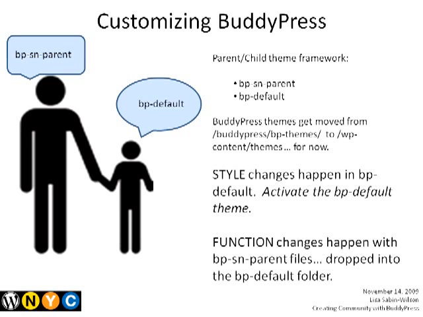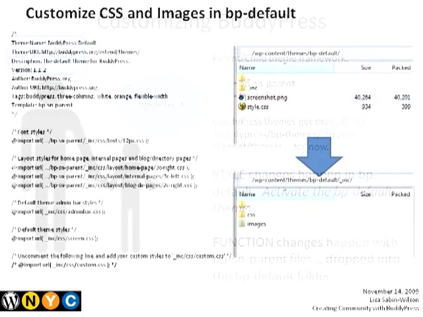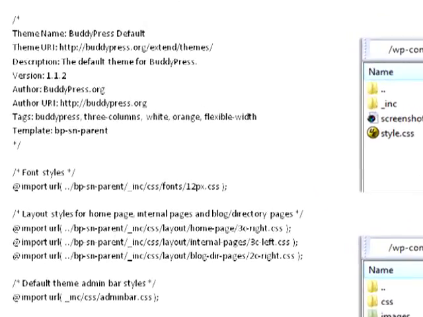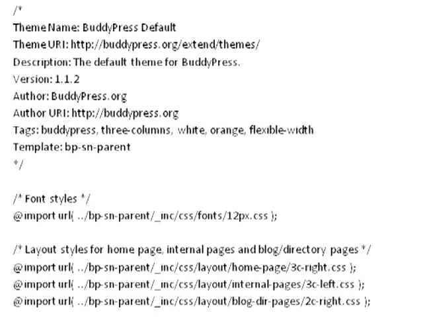But for right now, if you were to leave this talk right now and go install BuddyPress on your website, you would have to move the themes into the WP Content Themes folder. Once you do that, you've got the BP default and the BP-SN parent files. And it's the BP default where you're going to be wanting to make the style changes. This is, if you can read that, the style sheet that exists within the BP default theme.